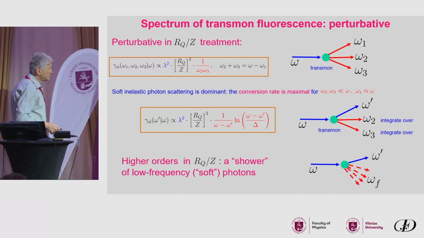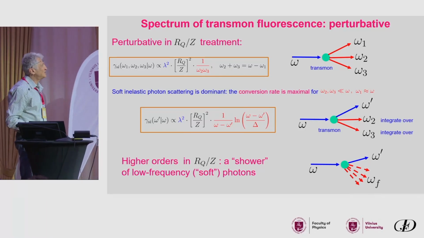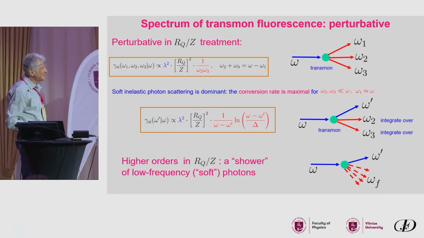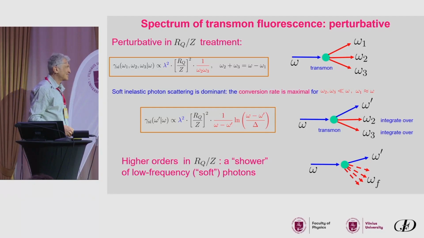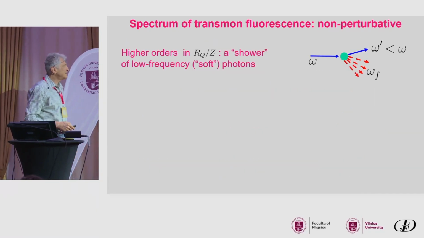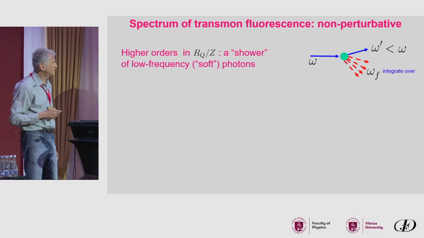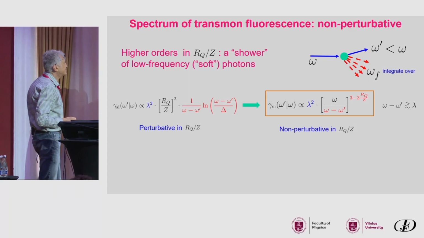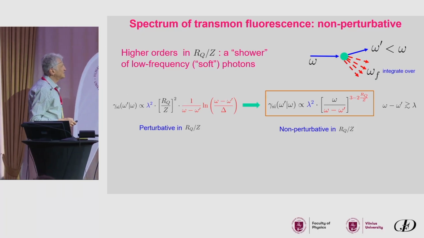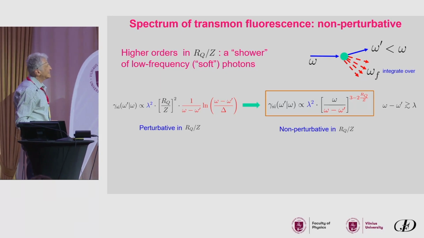Now, if you go to higher orders, you may emit more photons, and it turns out that one of them is high frequency, others are lower frequency. And there is a way to collect the series to all powers in 1 over Z. I will not discuss how to do it, but the result is that this perturbative parameter now is promoted to the exponent. And the non-perturbative result for this inelastic scattering from omega to omega prime is proportional to 1 over omega minus omega prime to some exponent, which knows about the impedance of the transmission line. That's why I was telling that impedance is important.